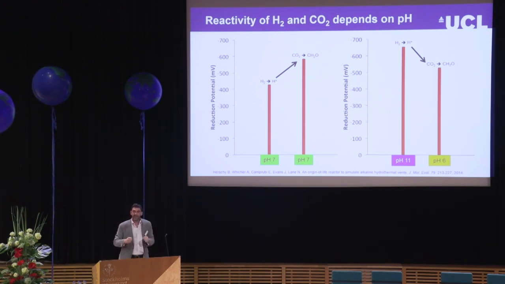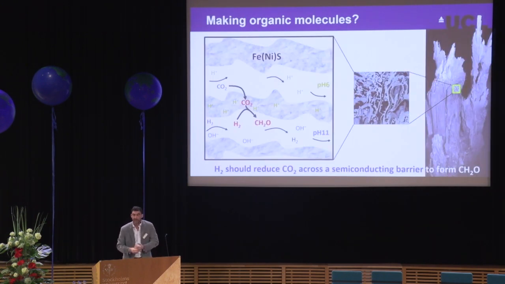But hydrogen is much more reactive in alkaline solutions. It really now wants to push its electrons onto something else. And carbon dioxide is much more reactive in mildly acidic conditions. It now wants to collect those electrons from somewhere else. And so if you had hydrogen at pH 11, as we do in these vents, and CO2 at pH 6, as we would have had in the early oceans, then in principle, it should actually work.